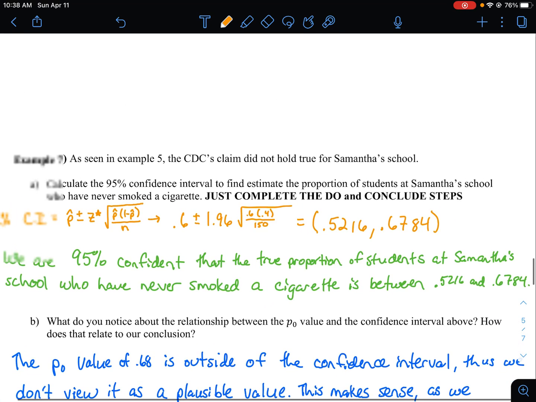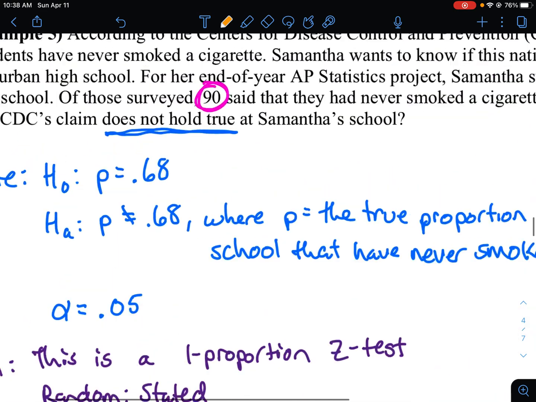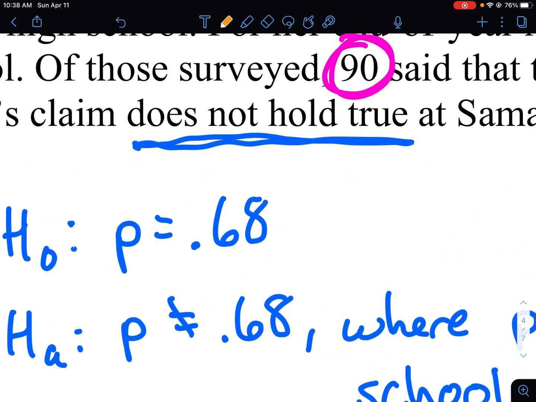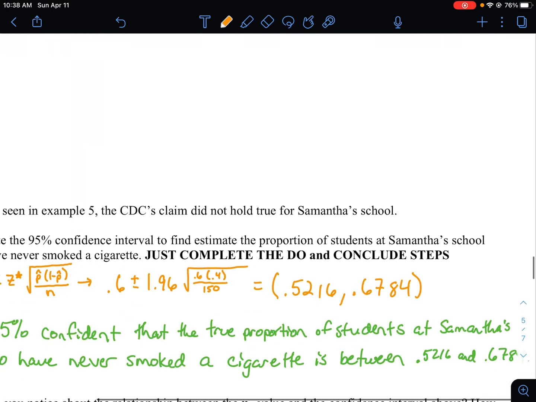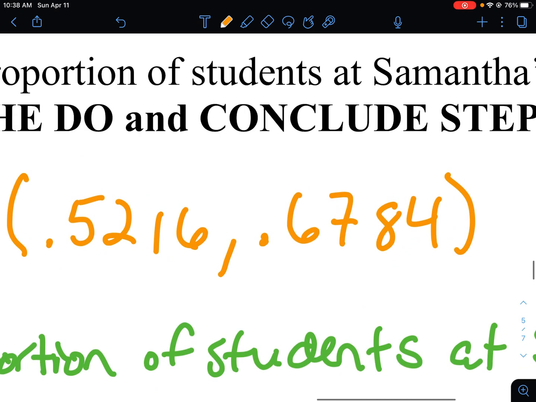And so remember, our conclusion would look something like what we see in green. We are 95% confident that the true proportion of students at Samantha's high school who have never smoked a cigarette is between 0.5216 and 0.6784. Okay, so we would expect the true proportion to be somewhere within that range. Now, remember the original claim by the CDC was 0.68, okay, 68%. And notice 0.68 would fall outside of that confidence interval.